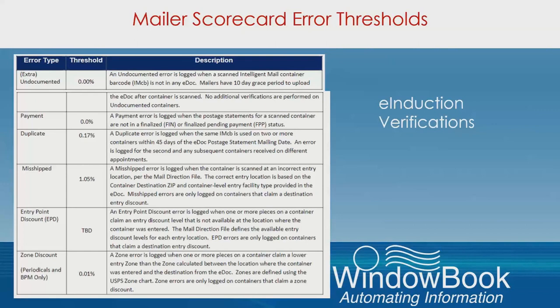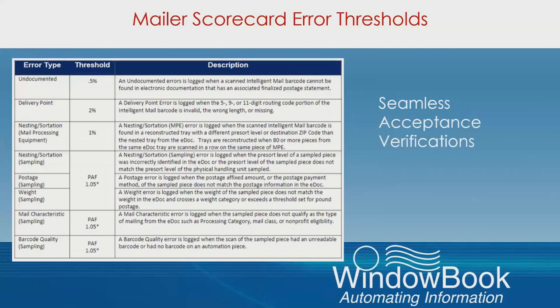The verifications also include misshipped containers, in other words, pallets shipped to entry points other than what is indicated in the EDOC. Other verifications include that the entry point discount claimed is correct for the class and processing category of the mail, and that the zone discount, if applicable, is correct.